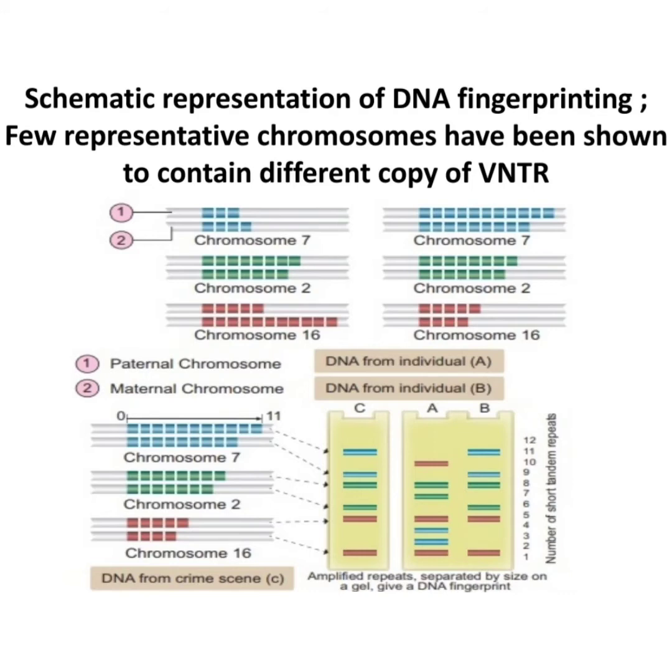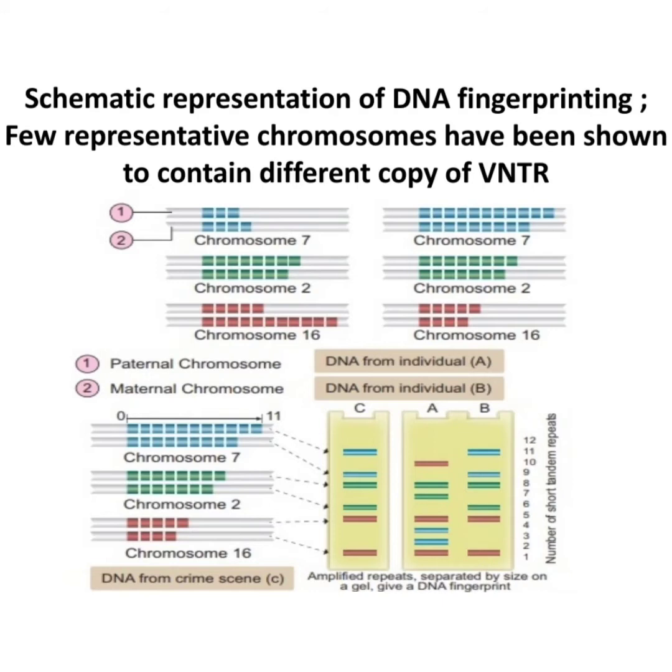Number 1 is the paternal chromosome and number 2 is the maternal chromosome, where chromosome number 7 has been shown, chromosome number 2 has been shown, chromosome number 16 has been shown. These paternal and maternal chromosomes with VNTR compared with the child's VNTR help to solve disputes of paternity. Below you can see the VNTRs in chromosome number 7, chromosome number 2 and chromosome number 16.